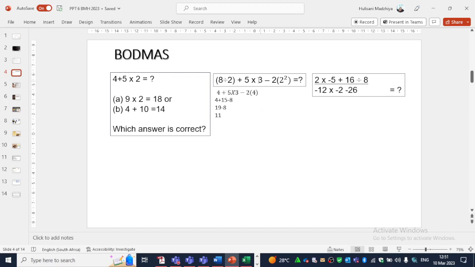Since we've got two brackets, we have to solve them simultaneously, because we have brackets on the left and on the right. So what we actually do is start by performing the one on the left and moving towards the one on the right. When we perform everything within the first bracket, it's going to be 8 divided by 2, giving us 4. And then on the second bracket, while we do it simultaneously, it's going to say 2 to the power of 2, which is equal to 4.